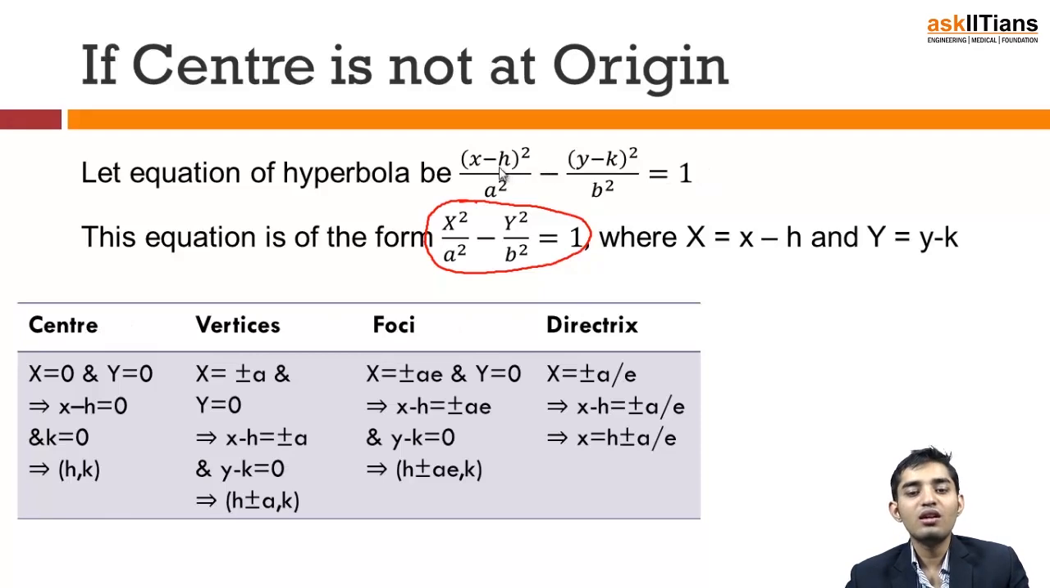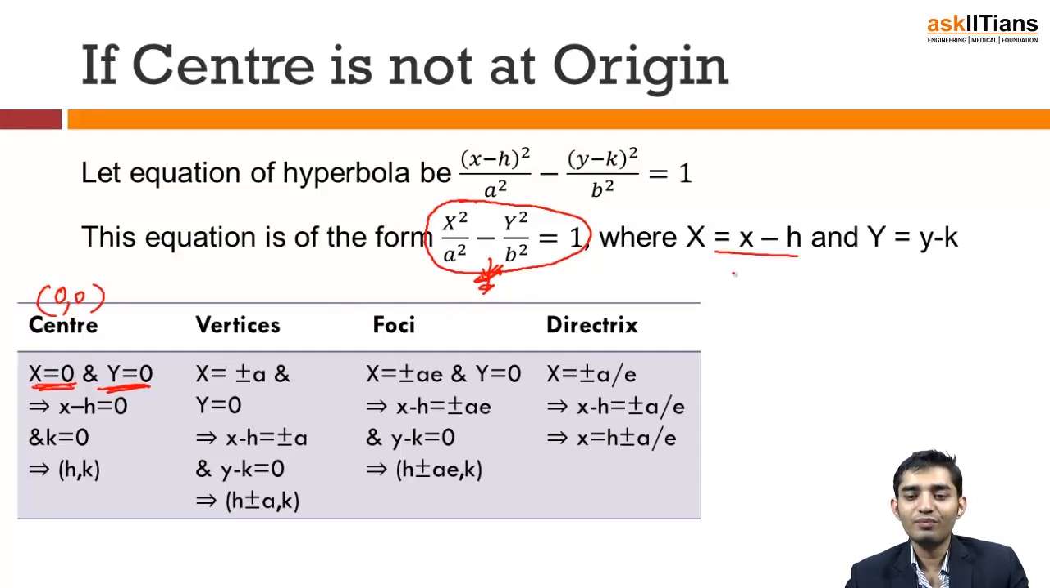So if I want to find out the center of this hyperbola, what will be the center of the standard hyperbola first? If this is the equation of the hyperbola, the center will be 0, 0. We know the coordinates of the center for the standard equation of the hyperbola. 0, 0 means capital X equal to 0 and capital Y equal to 0, because everything is in capital here.